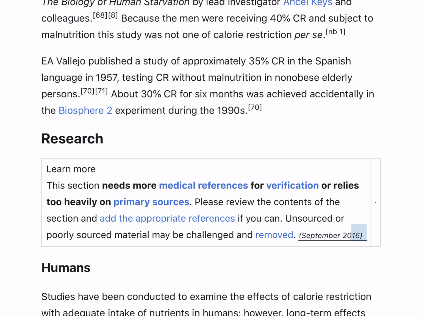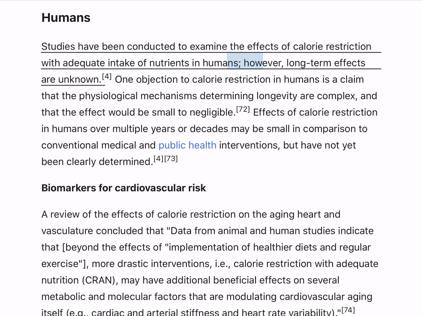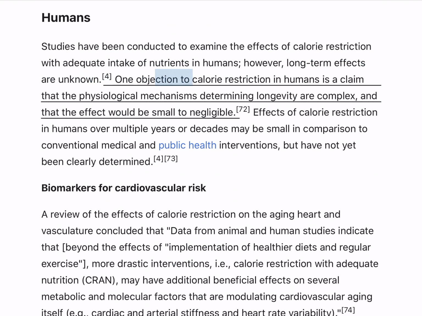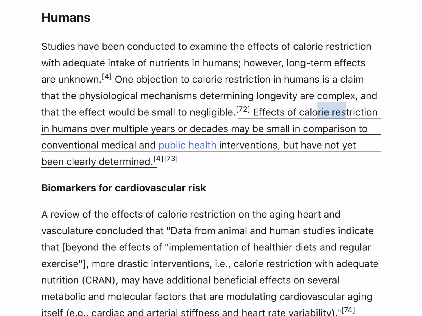September 2016. Humans. Studies have been conducted to examine the effects of calorie restriction with adequate intake of nutrients in humans. However, long-term effects are unknown. One objection to calorie restriction in humans is a claim that the physiological mechanisms determining longevity are complex, and that the effect would be small to negligible. Effects of calorie restriction in humans over multiple years or decades may be small in comparison to conventional medical and public health interventions, but have not yet been clearly determined.